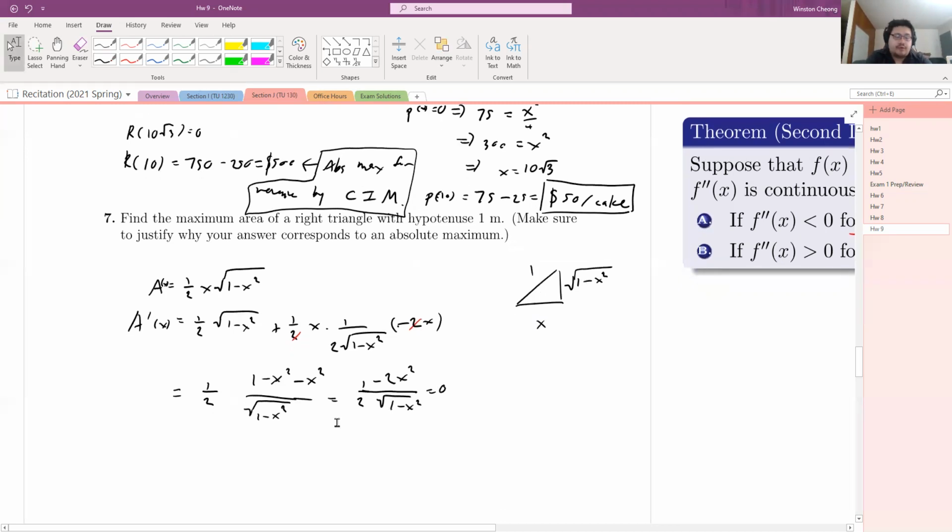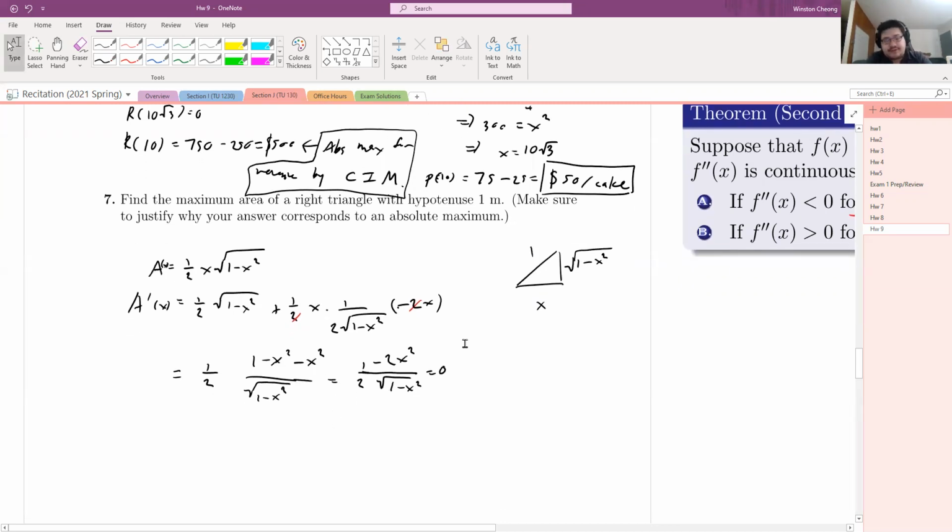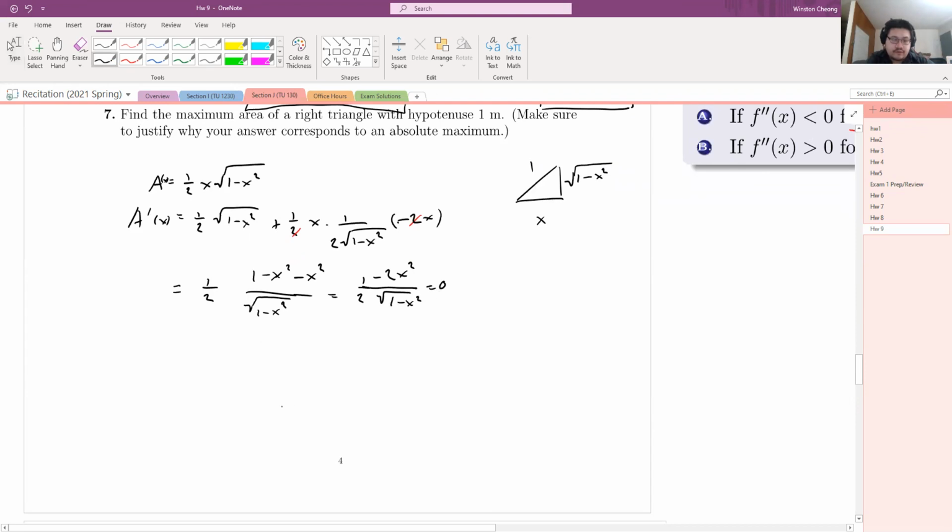Okay, and we go about the process of optimizing this. So set this equal to 0 and solve. So when we solve, 1 equals 2x squared. And so then x is equal to 1 over the square root of 2, plus or minus, but we know that it's got to be the positive version since this is a side length. Okay, right.